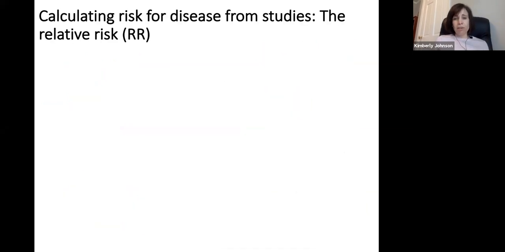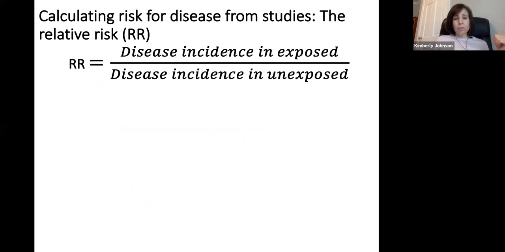So how do we calculate this? How do we calculate a measure for this? We calculate relative risk. This is probably one of the most popular measures of association. So relative risk is defined as the disease incidence in exposed divided by the disease incidence in the unexposed.